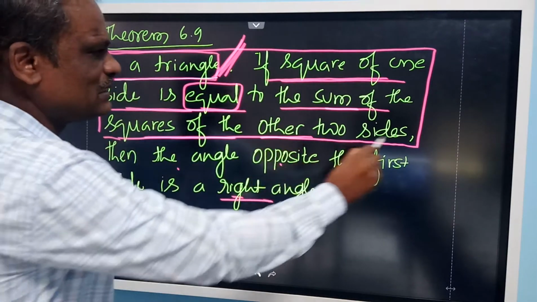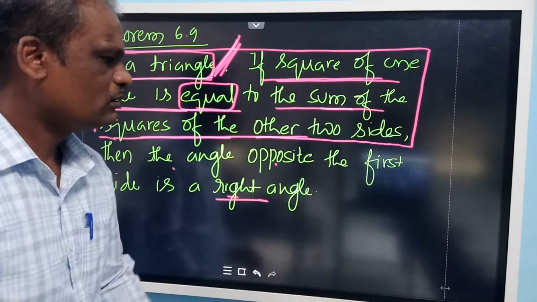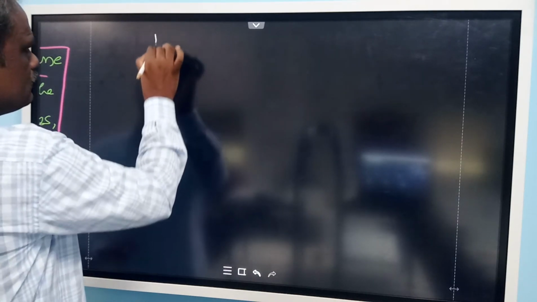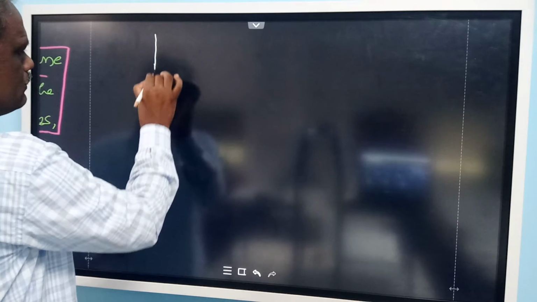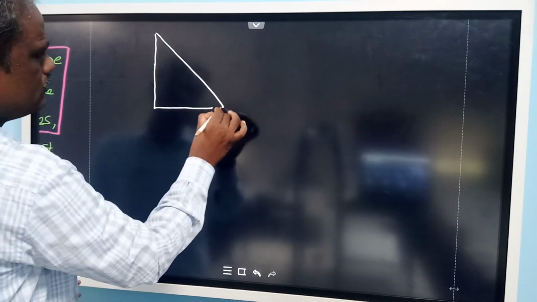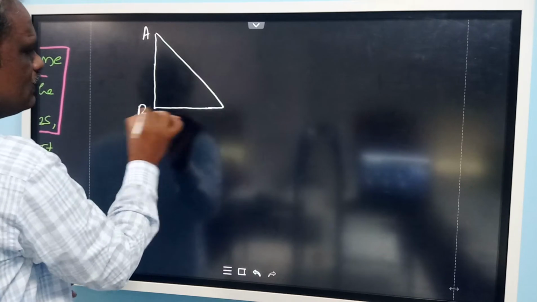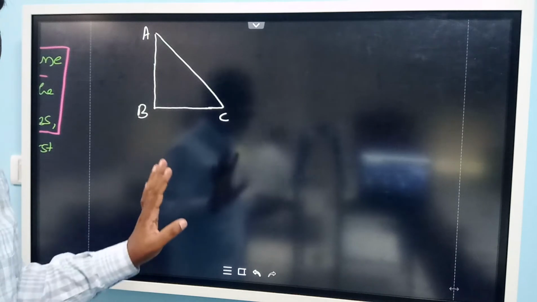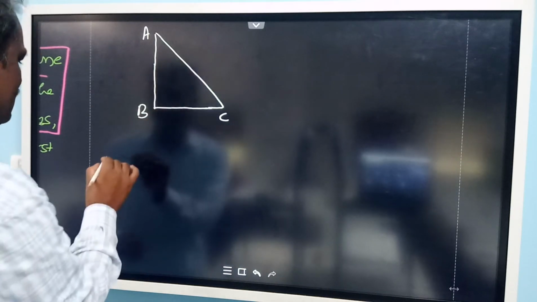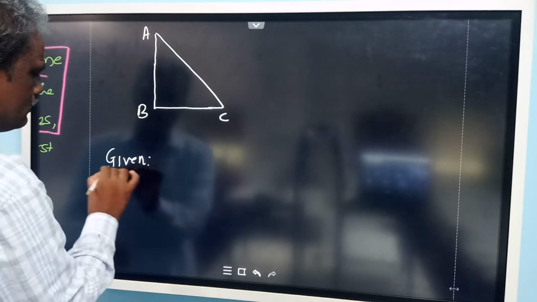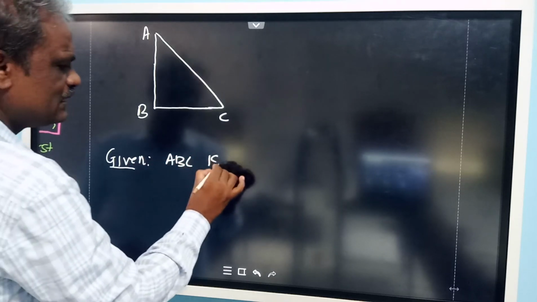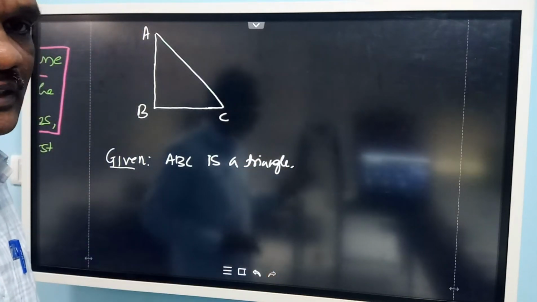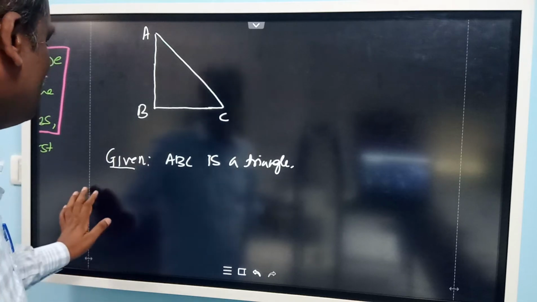So with reference to this, let us draw the diagram. So diagram is like this. Let us take a triangle. Let us take ABC is a triangle. I am not mentioning this is a right angle triangle, just a triangle. We do not know whether it's a right triangle or not. So we have taken ABC is a triangle given. Remember that it is not mentioned as a right angle triangle. Simply this is a triangle with the condition.